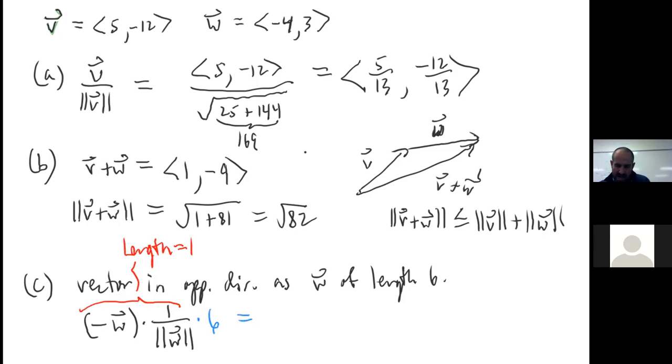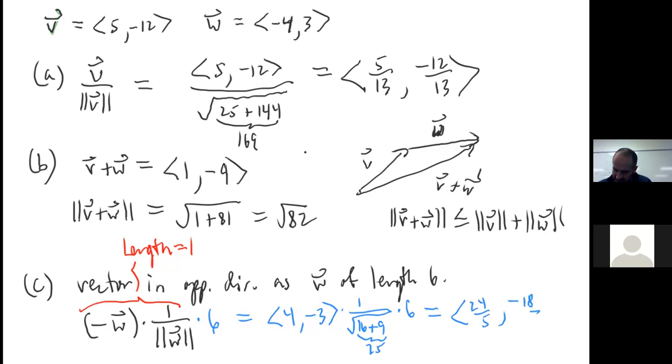Okay, so minus W means it's going to be (4, -3), because you just negate both coordinates, times 1 over the length of W. Well, that's the square root of 4 squared, which is 16, plus 9, which, by the way, is 25. And you guys know what the square root of 25 is, right? 5. And then I have to multiply all this by 6. So basically, I have to multiply everything by 6/5. I have to multiply this vector by 6/5. And what are we going to get? 24/5, comma what?